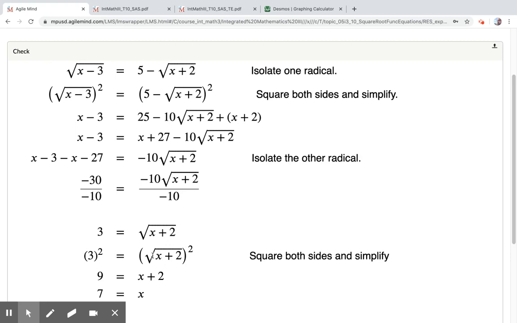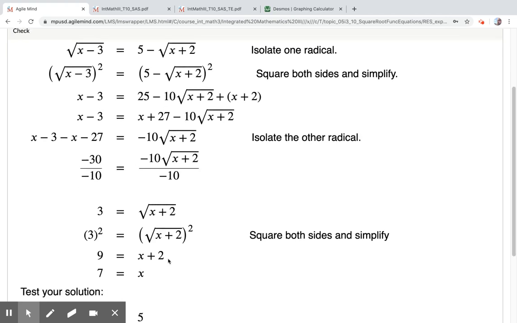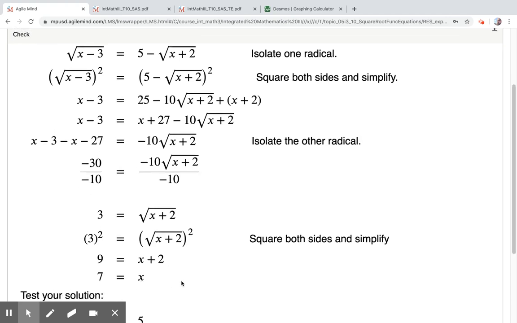I'm going to square both sides. 3 squared is 9. If I square this side, I get x plus 2, subtract 2, and I get x equals 7. I hope you remember to double check. I only got one answer this time.